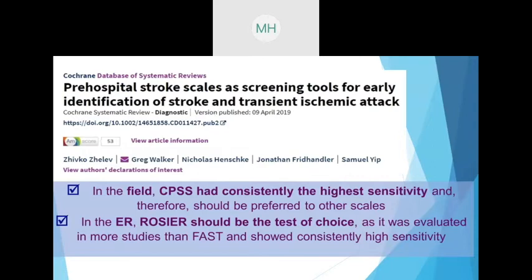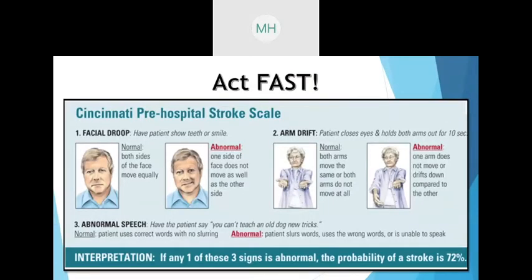So as we all know, this is the CPSS. Originally the CPSS only consists of FAS. Later on they modified it and added T, which is time to call ambulance. F stands for facial droop, A is the arm drift, and S is the speech abnormality. If any one of these three signs is abnormal, the probability of stroke is 72%.